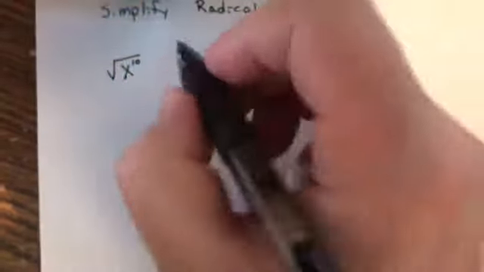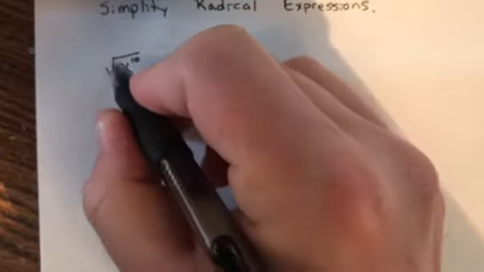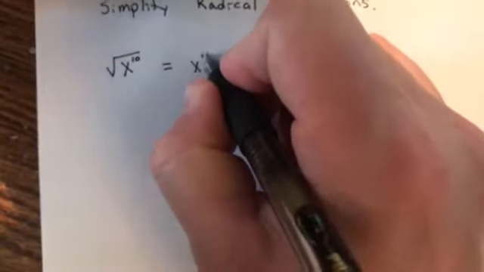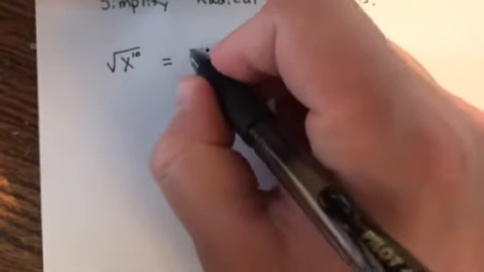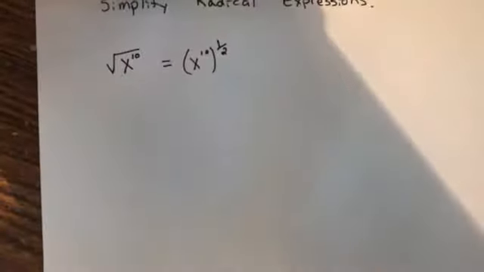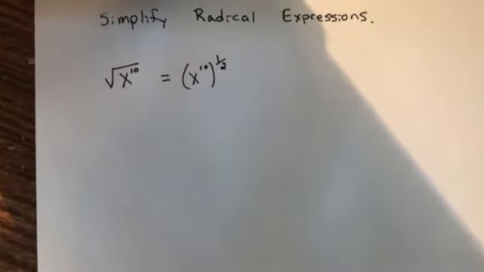Okay, we're going to take just a quick look at simplifying some radical expressions. And the first one I want to look at is the square root of x to the 10th. We talked about how the square root, or that radical, really is just x to the 10th to the 1/2 power. Square root and a 1/2 power, those mean the same thing.